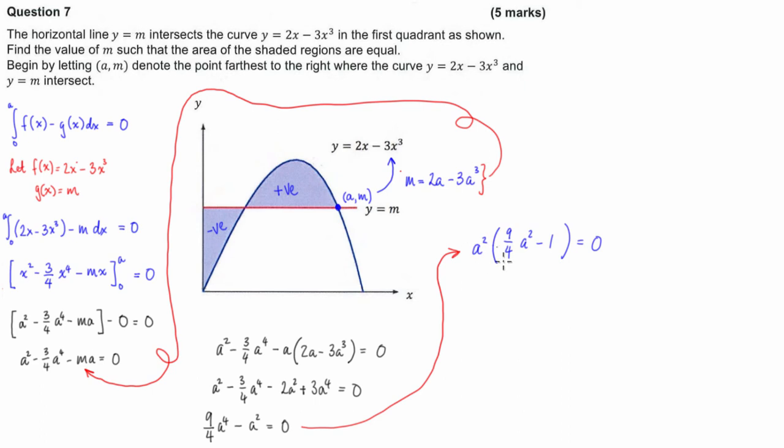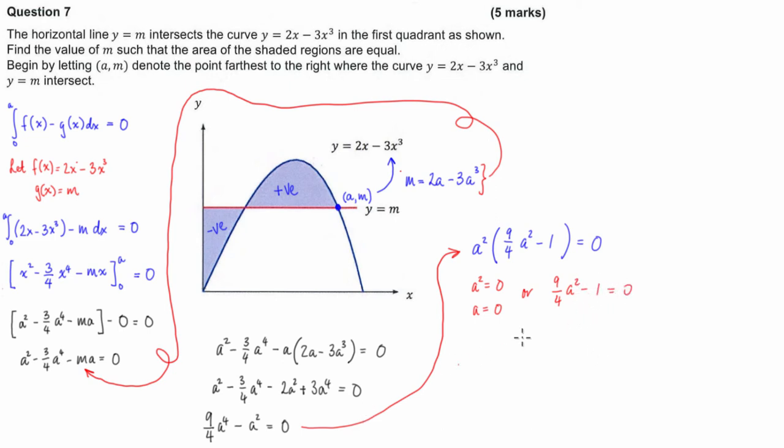From here, guys, I can use the null factor law. So I can say that a squared has to equal 0, which obviously means a would have to equal 0. Not really what we're thinking is going to be over here. Or 9 over 4, a squared take 1 is equal to 0.